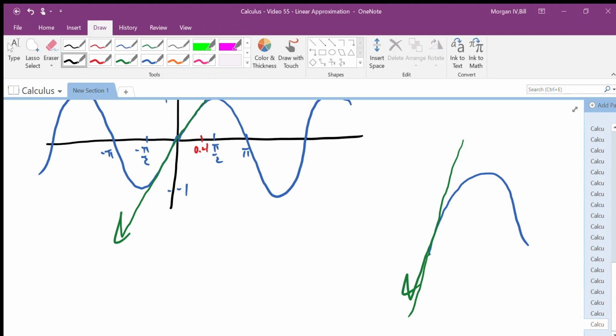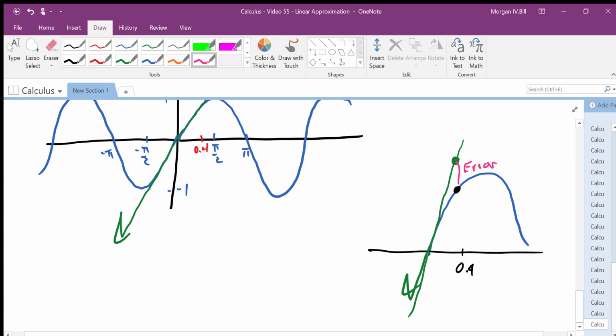And at 0.4, the function value is somewhere around here. That's what we're trying to estimate. What we're going to use to estimate that is the value of our tangent line at 0.4. It'll be a little bit off. We'll get a little bit of error right in here.